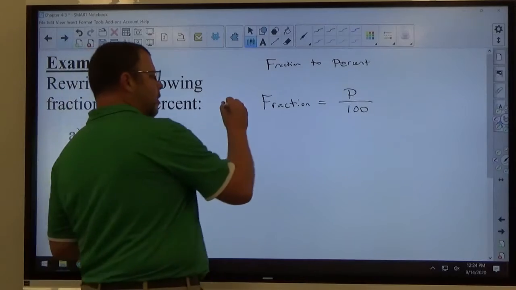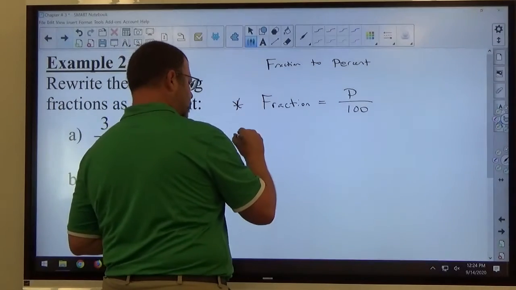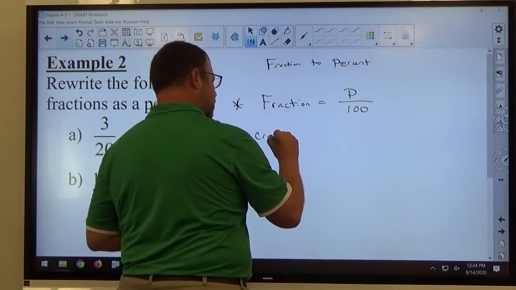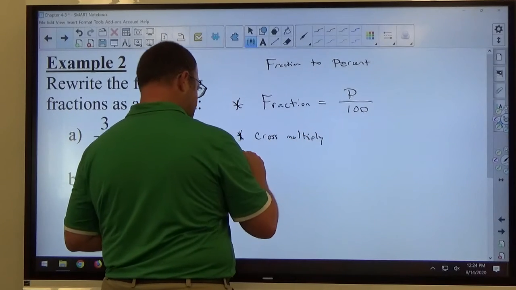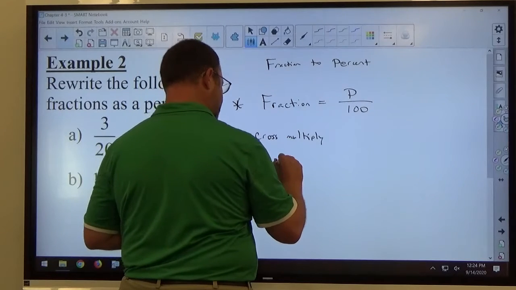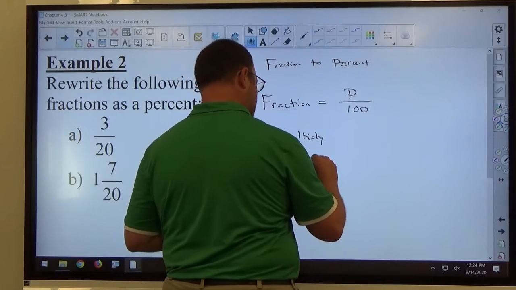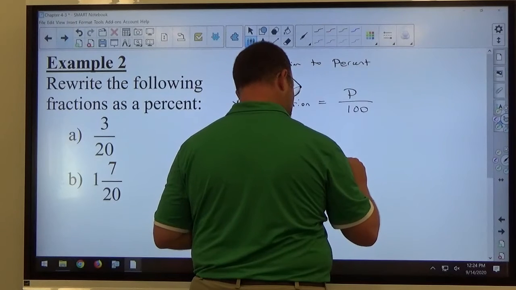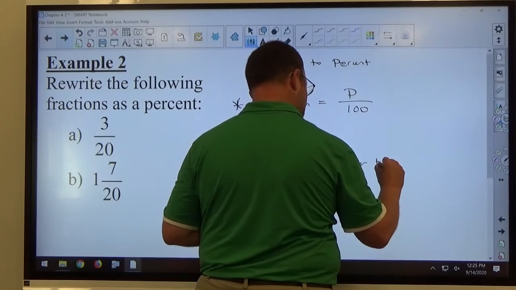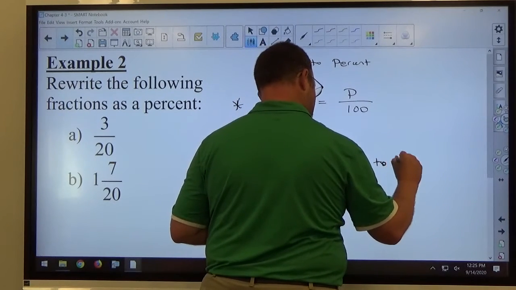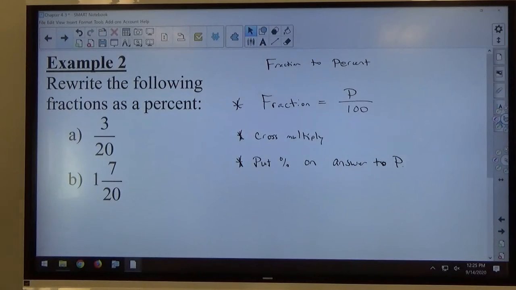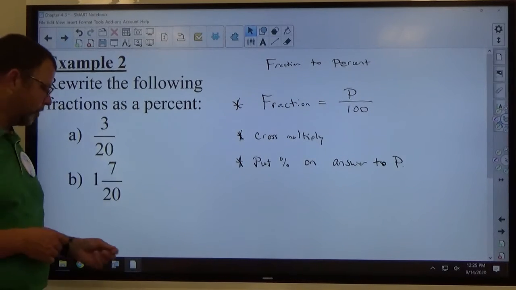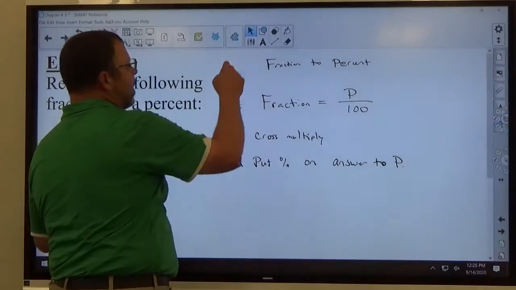So you're going to set this up just like this, and then you're going to cross multiply. And then you're going to put a percent symbol on the answer to P. Whatever answer you get, P equals whatever, it's that percent. So you're going to put a percent symbol to represent it's a percent, not just a whole number. So that's my technique, that's how I'm going to do this.